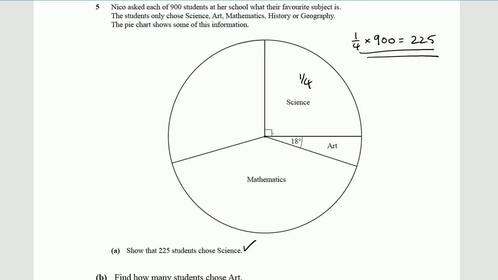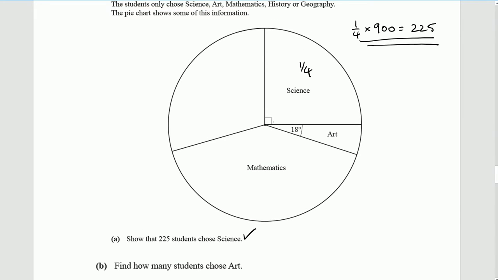Now I want to find out how many students chose art. Here I'm going to go back to my idea of exchange rates and conversion factors. I've got a couple of different conversion factors I could use. I know, for instance, that the 900 students take up the whole 360 degrees of the circle. So I could use this number. I want to work out how many students are represented by 18 degrees.